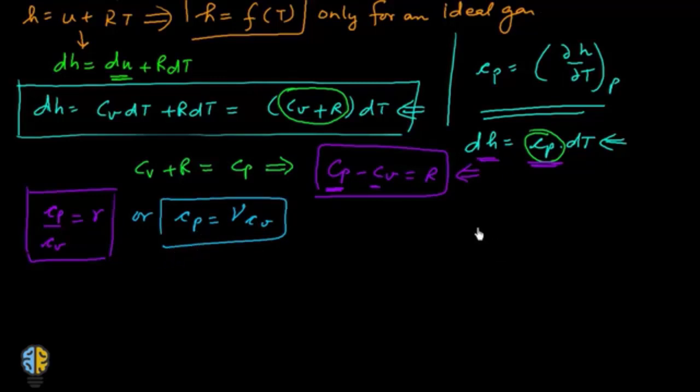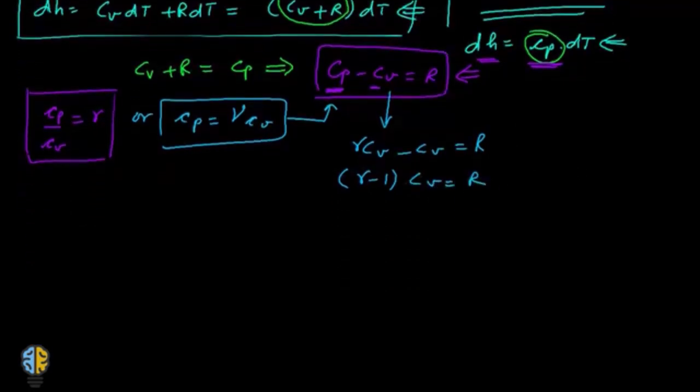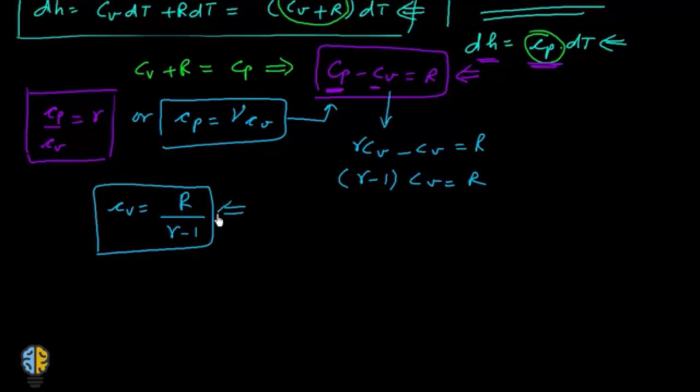From this equation, I can substitute the value of Cp and I will get gamma into Cv minus Cv is equal to R. And this becomes (gamma minus 1) into Cv is equal to R. So the value of Cv then becomes R upon (gamma minus 1). This is a very important result that can be remembered as it is.